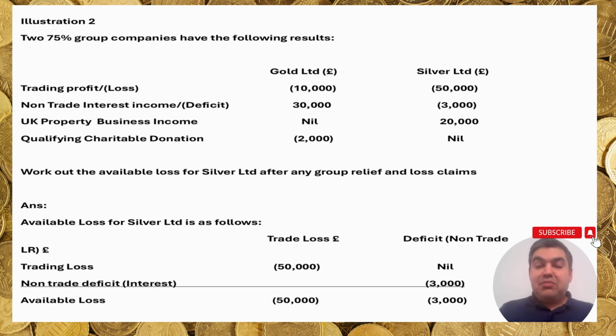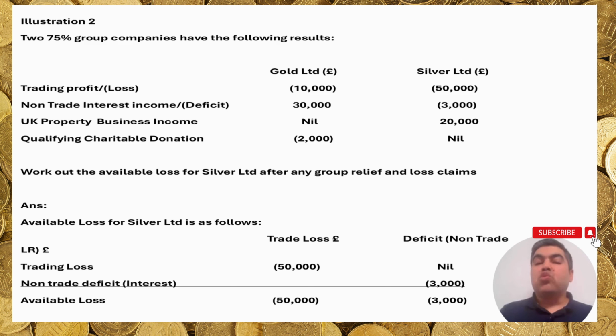This is illustration number 2. It's good to have an illustration to understand the concept very well. So there are two companies, Gold Limited and Silver Limited. Both have a trading loss. One has a trading loss of 10,000. They are 75% group companies. The other one has a 50,000 trading loss.